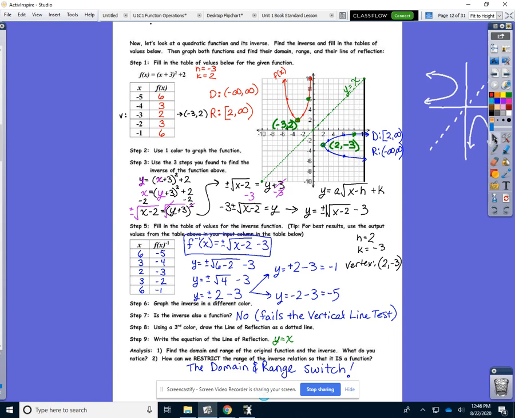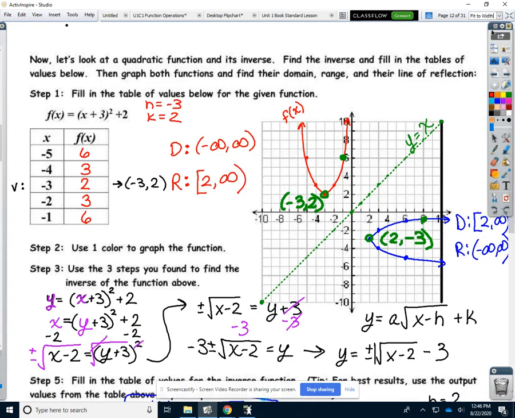Over here I have written down the domain and range of the original red function, and the domain and range of the inverse.